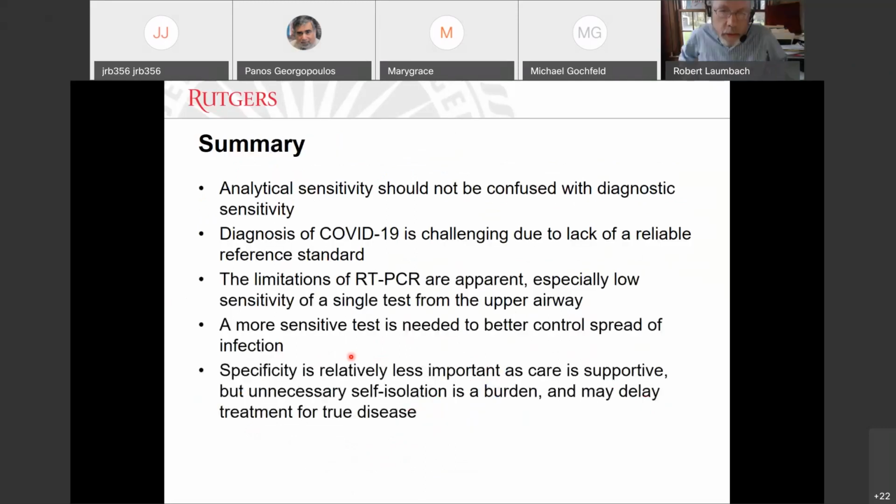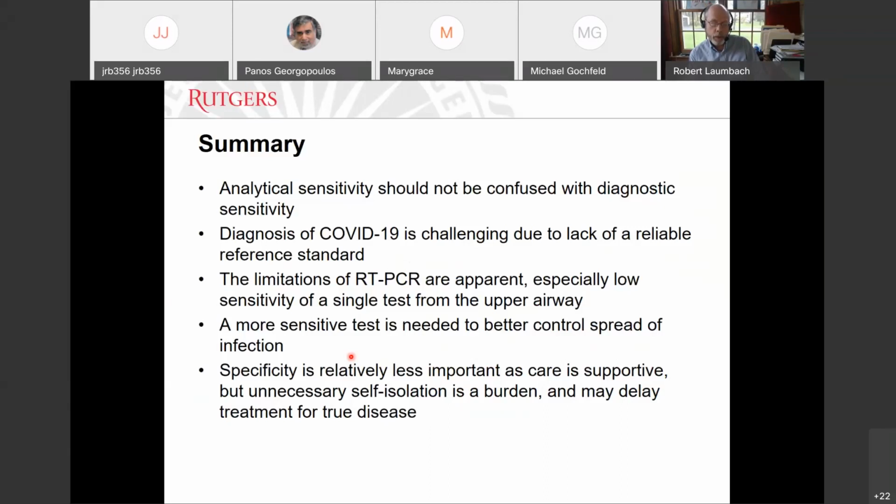So in summary, analytical sensitivity should not be confused with diagnostic sensitivity. The diagnosis of COVID-19 is challenging due to a lack of a reliable reference standard. The limitations of RT-PCR are apparent from the results that we have so far, especially the low sensitivity of a single test from the upper airway, which has become, again, the gold standard for diagnosing COVID-19 disease, whether in asymptomatic or symptomatic people. And a more sensitive test is needed to better control spread of the infection.